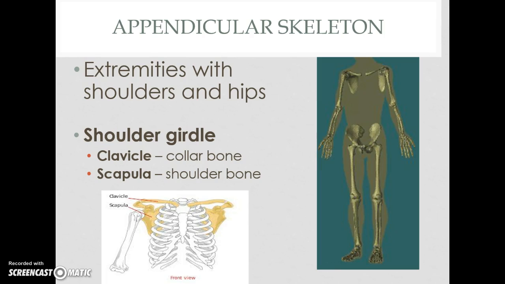Extremities, with the shoulder and the hips. You have the shoulder girdle, which has your clavicle, or what we sometimes commonly call the collarbone, and the scapula, which is called the shoulder bone, or you might hear of it as the shoulder blade.